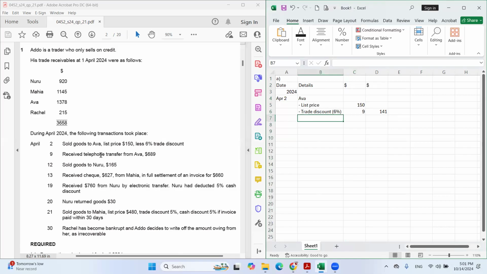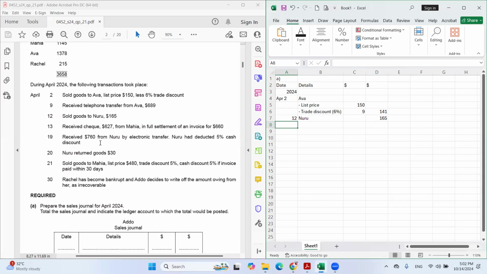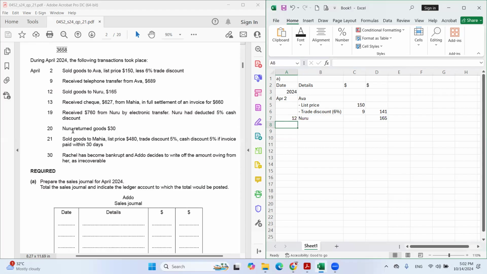Okay, next is received telephone transfer. This is nothing to do with credit sales, so don't put it in. Sold goods to Nurul. Because they say all are on credit, it's related, but they didn't mention any discount, so you don't need to do anything. Straight away take the 165 for the recording. The next one, received a check. This also has nothing to do with credit sales. Next, received 760. This is also nothing to do with sales. Nurul returned goods, this is a sales return, so don't take it because you are recording the sales journal.